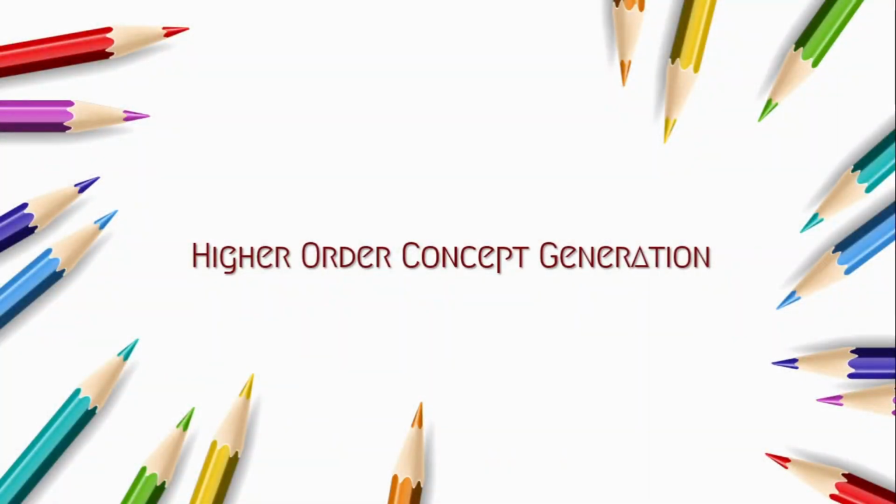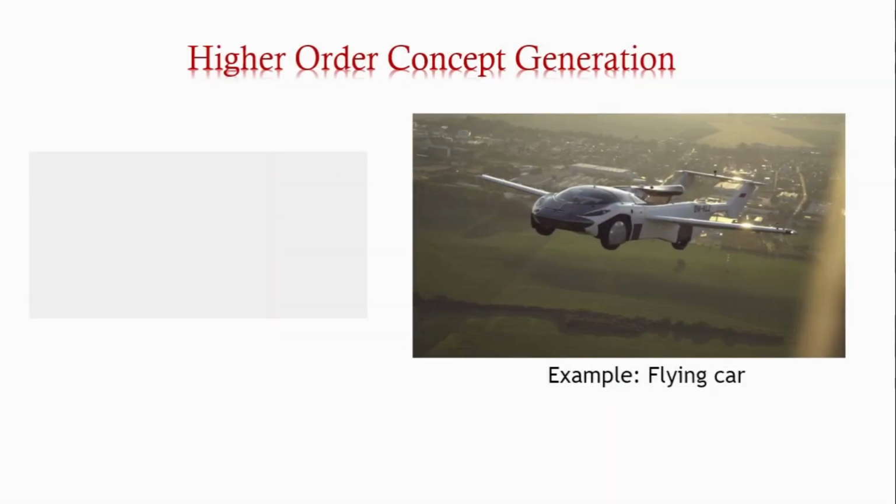Now we are going to learn about higher order concept generation. The name is higher order concept, so it means that higher order thinking will get involved. Ultimately when it comes to higher order thinking, we have to put in some additional features and involve our thought process on a bigger scale. Here you can see the example of a flying car. We have seen the cars example in first order concept generation, and here we have taken the example of a flying car. It means we have moved one stage ahead of first order concept generation.